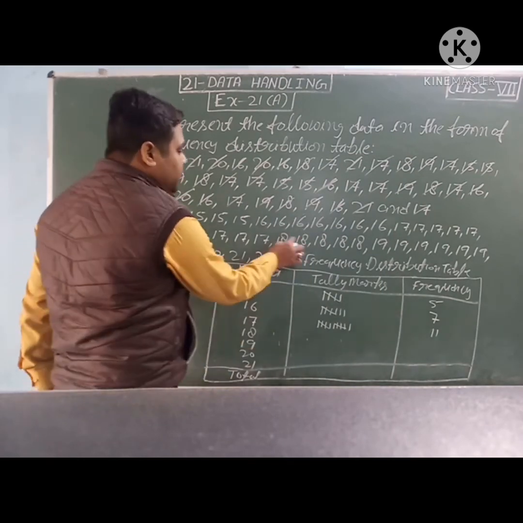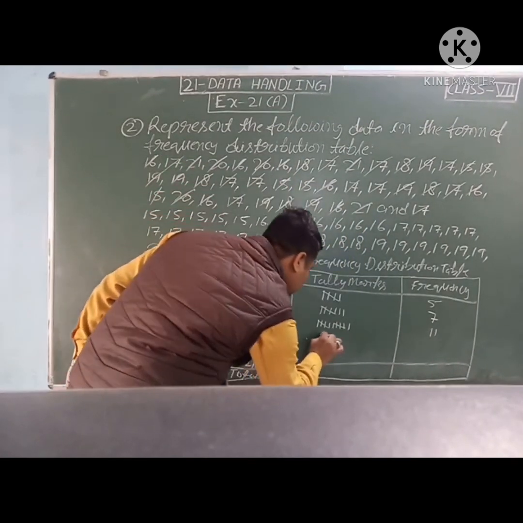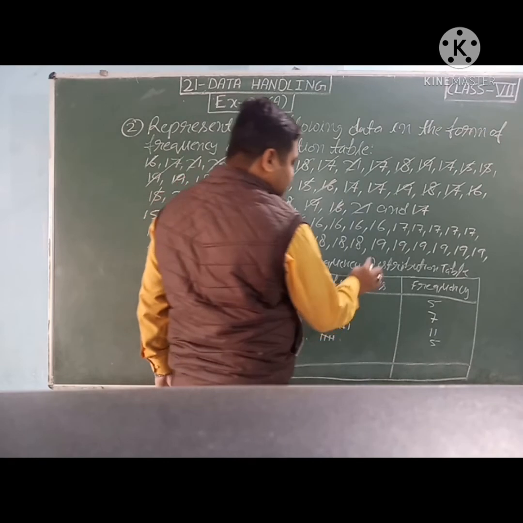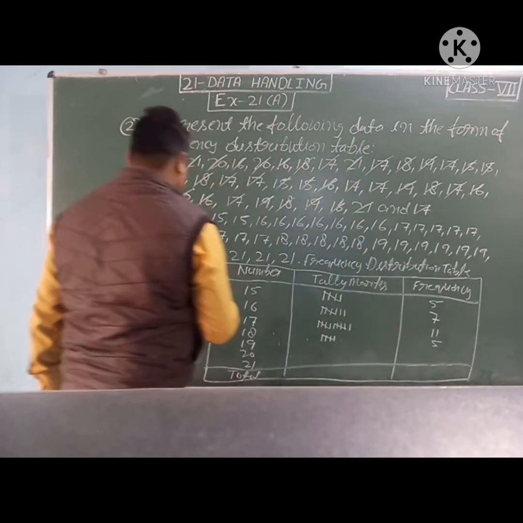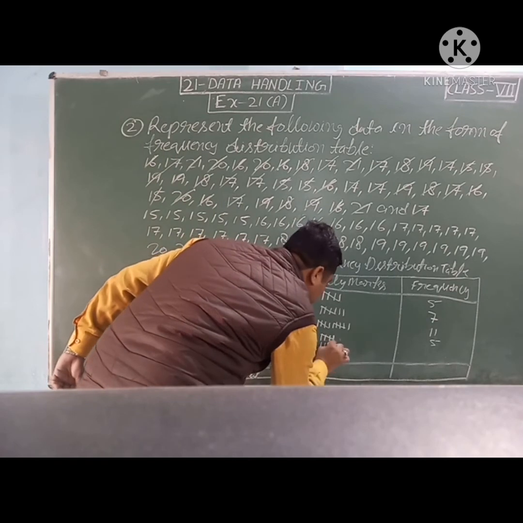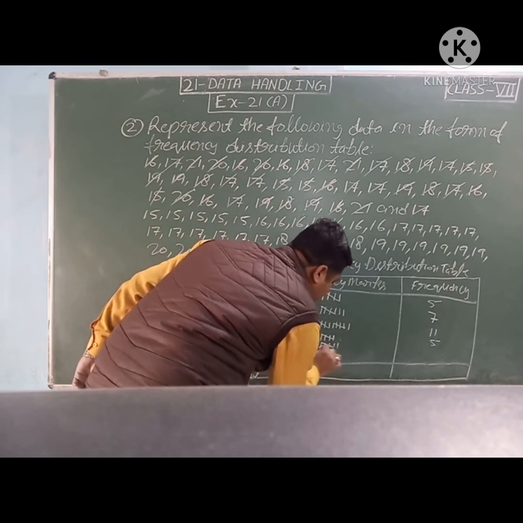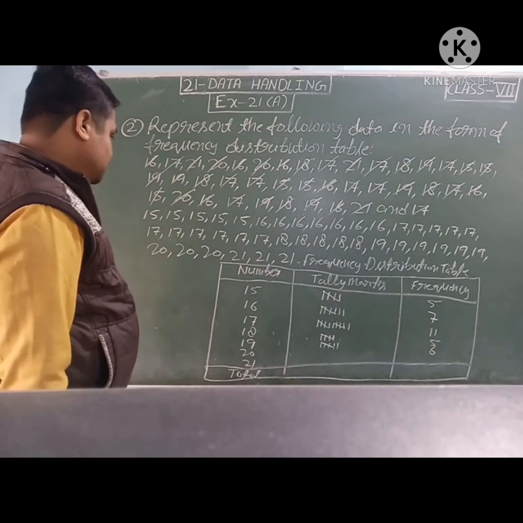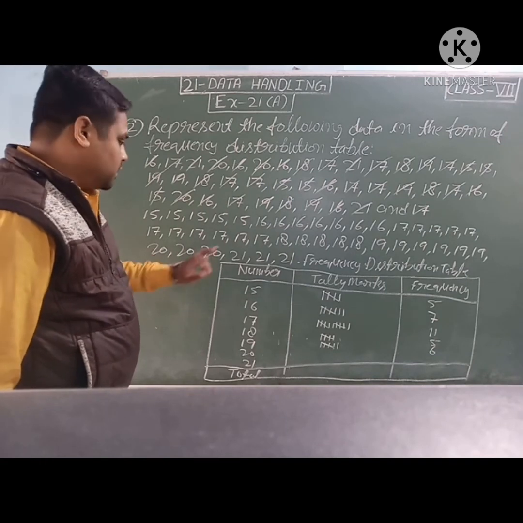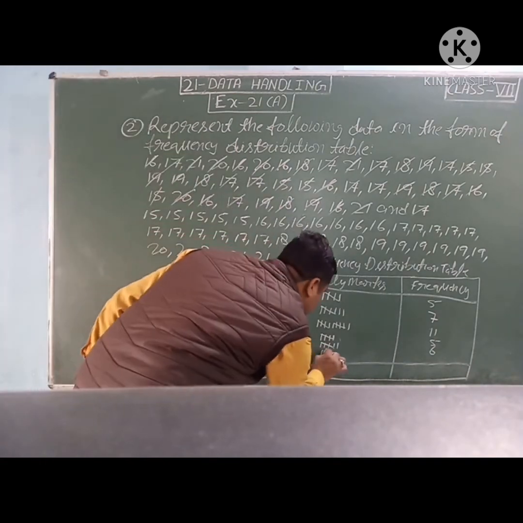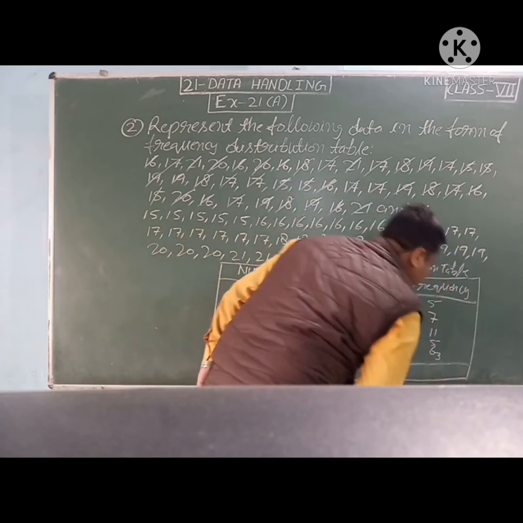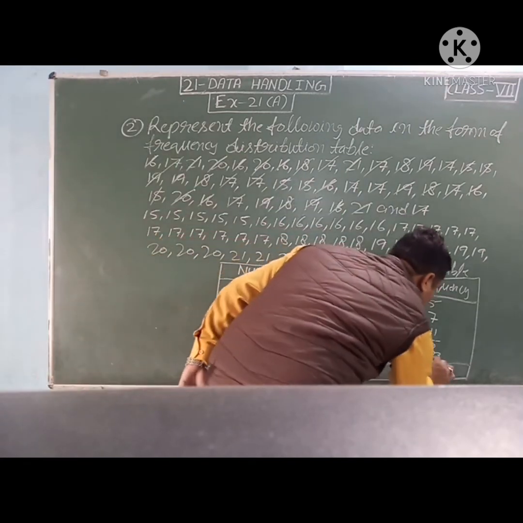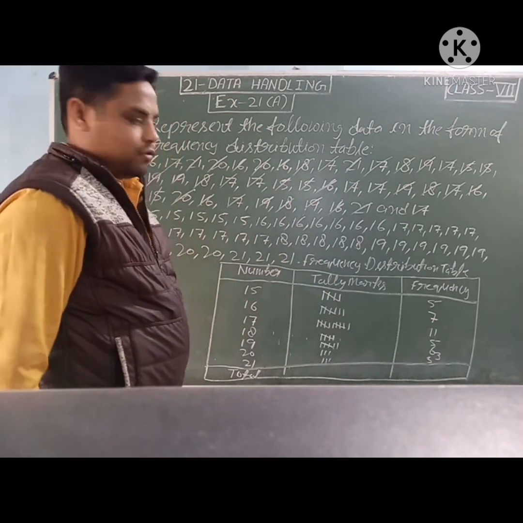18. 1, 2, 3, 4, 5 times 18. Here we will write 5. Then 19. 1, 2, 3, 4, 5, 6. 6 times 19. 5 and 1, 6. Here we will write 6. Then 20. 3 times 20. So here 3. And last 21. 1, 2, 3. Here 3.